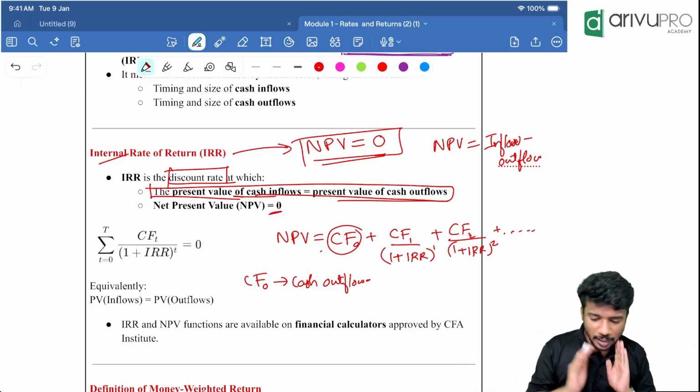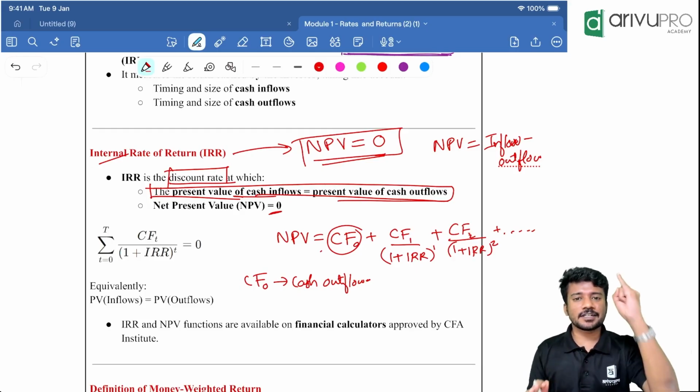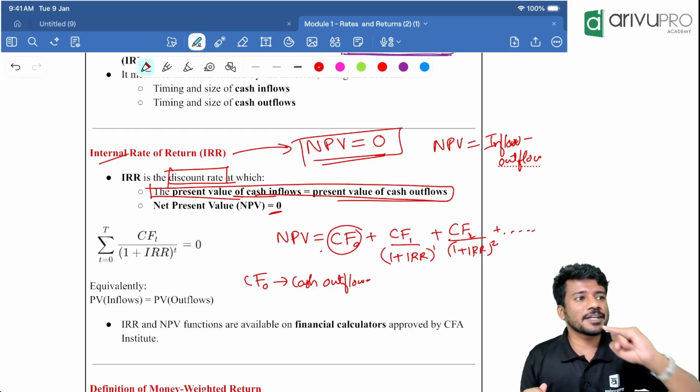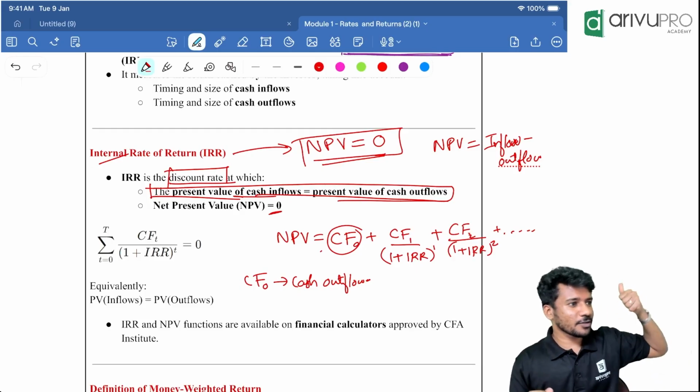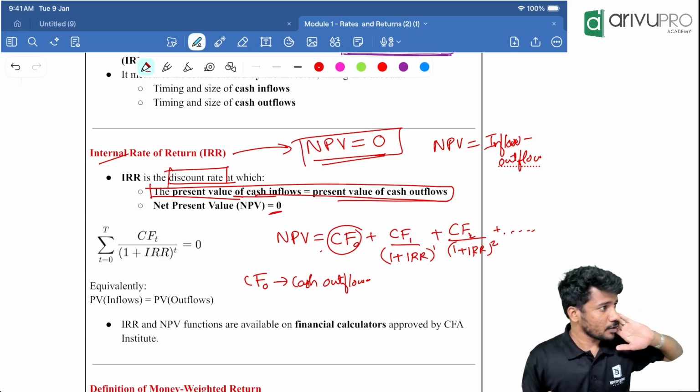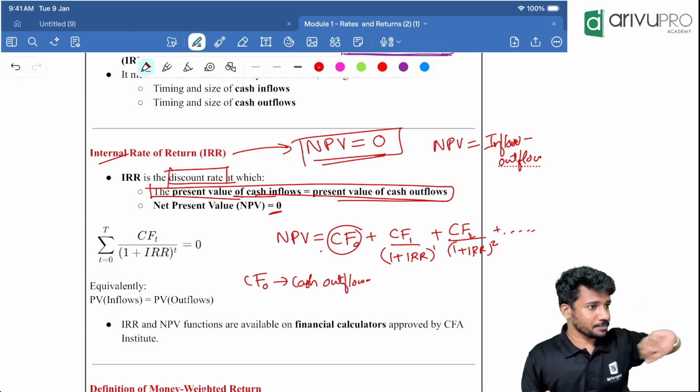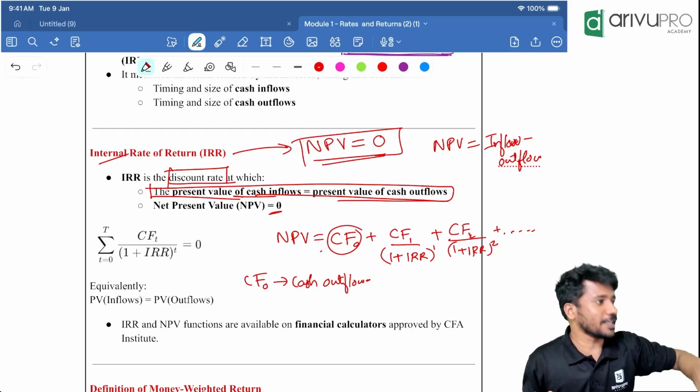Understood the method? Understood the basics? What is internal rate of return? Net present value is equal to what? 0. Sheikh, you got it? Understood, Sheikh? Good afternoon. Are you getting it? Please type or yes, perfect. Good.